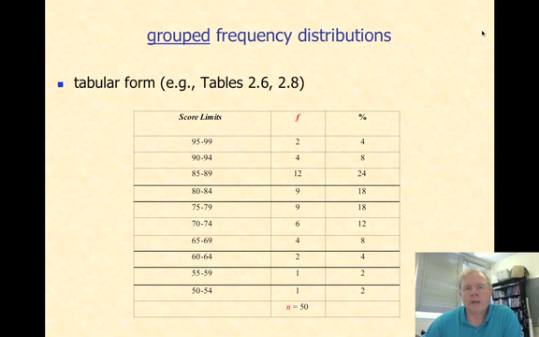So it can be in tabular form. So for example, in tables 2.6 and 2.8 from your text, you can see some examples of what those look like. And so here we can see we have our score limits, and we have F, or frequency, and then the percent. Now, notice that this is the actual percent, not the cumulative percent in this particular table.